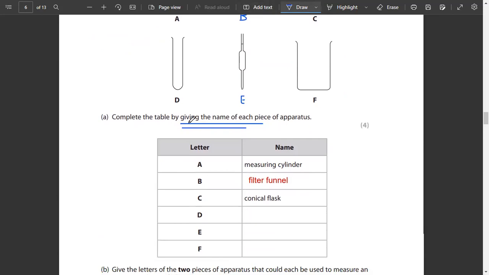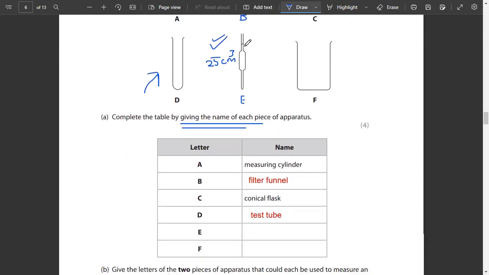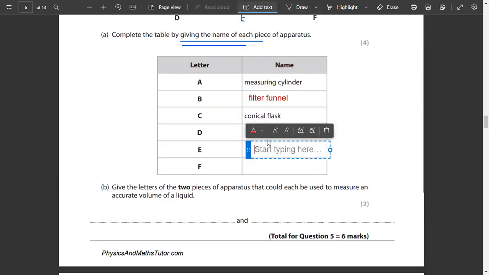D जो है, D को हम क्या कहते हैं? D is a normal test tube. ये क्या है? This is just a normal test tube. What is E? E को हम नाम देते हैं pipette. Pipette क्या है? Pipette is used to measure 25 centimeter cube of exact liquid, not more, not less. ये exact 25 centimeter cube of liquid को measure करता है, and we call E a pipette.